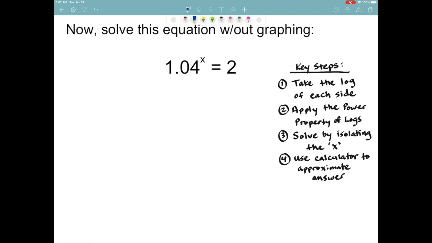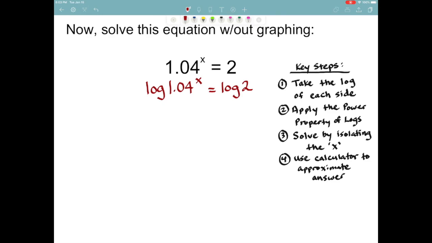Now I've listed out the steps here so that you can write them down. You may want to pause the video and write them down real quick. The first thing we're going to do to solve this equation is take the log of each side of the equation. This is like an operation, and we want to make sure that we keep the equation balanced. So when you take the log of one side, you have to take the log of the other side. So I'm going to say log of 1.04 to the power of x should equal log of 2.